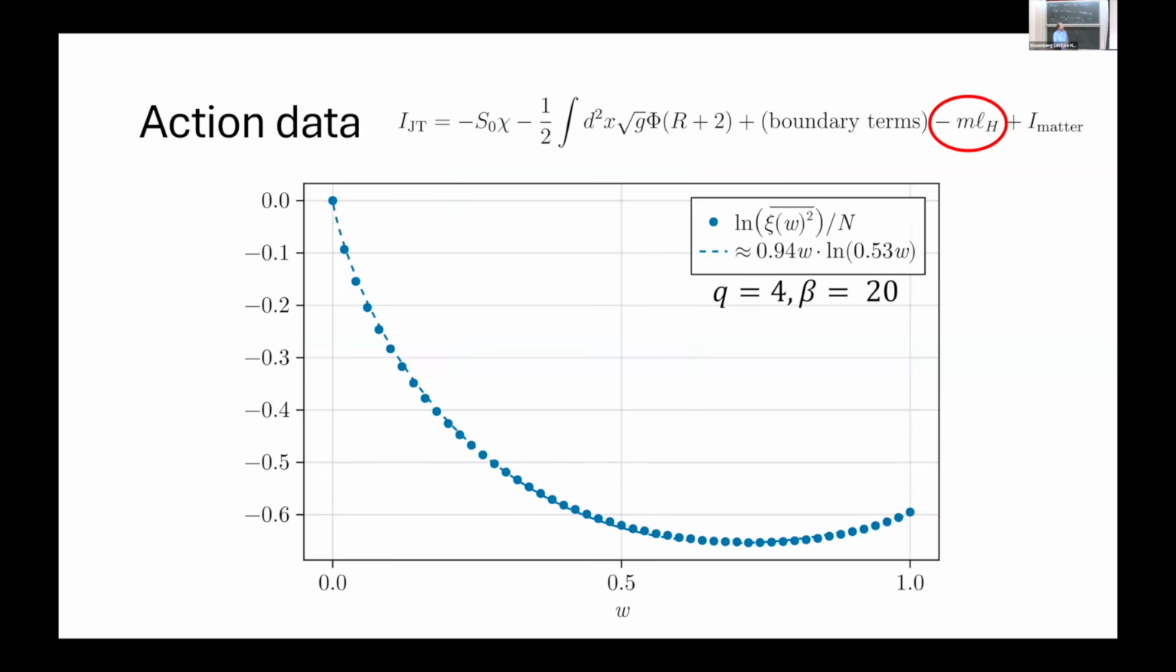We can also calculate the action. You can convince yourself that the only term which contributes at the classical level is just the length of the geodesic. It turns out to depend on the weight as weight times log weight. Basically, the mass of the heavy particle is proportional to the weight. The dashed line is a fit to the data, which is in blue dots, and you can see that it captures the Q equals 4 data for beta equals 20 quite well with just these two fitting parameters.